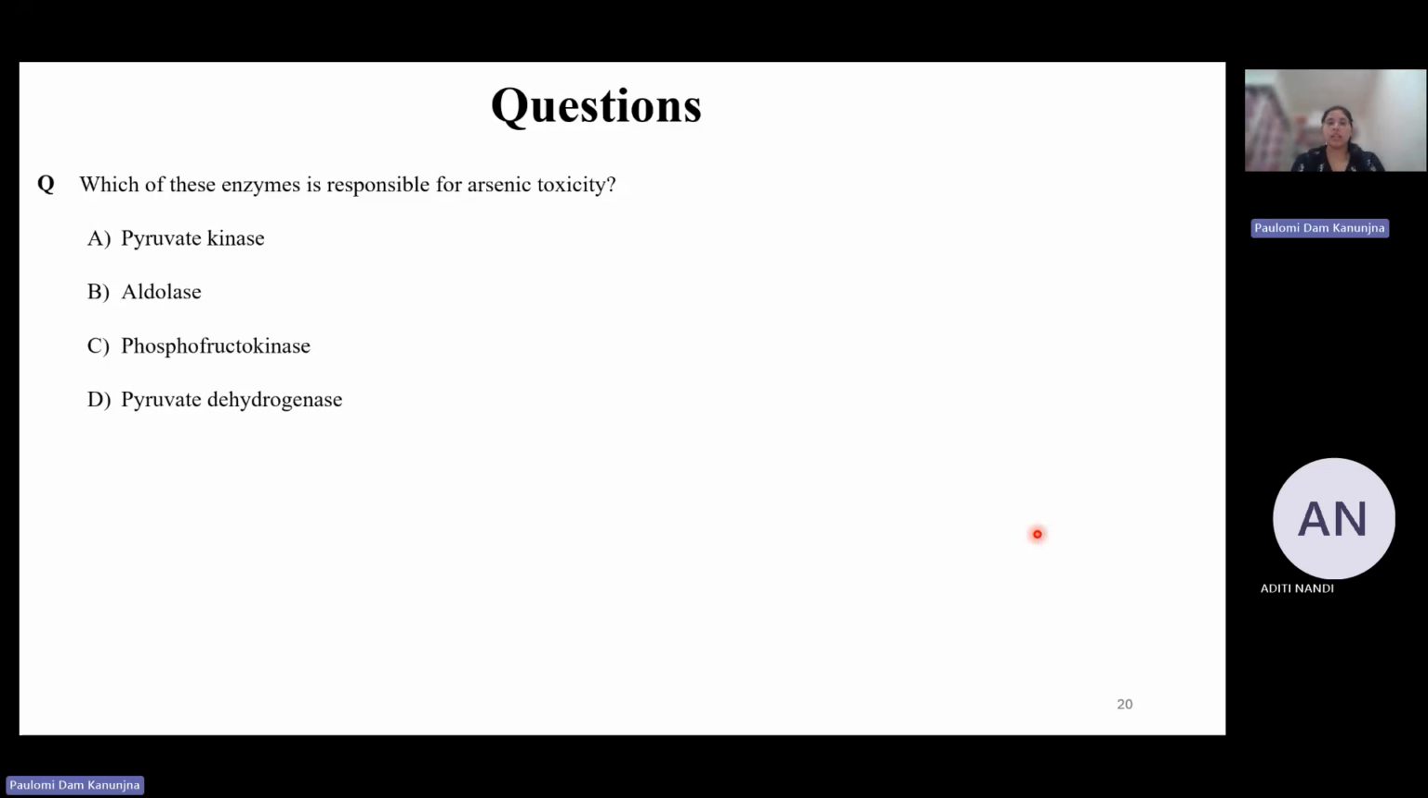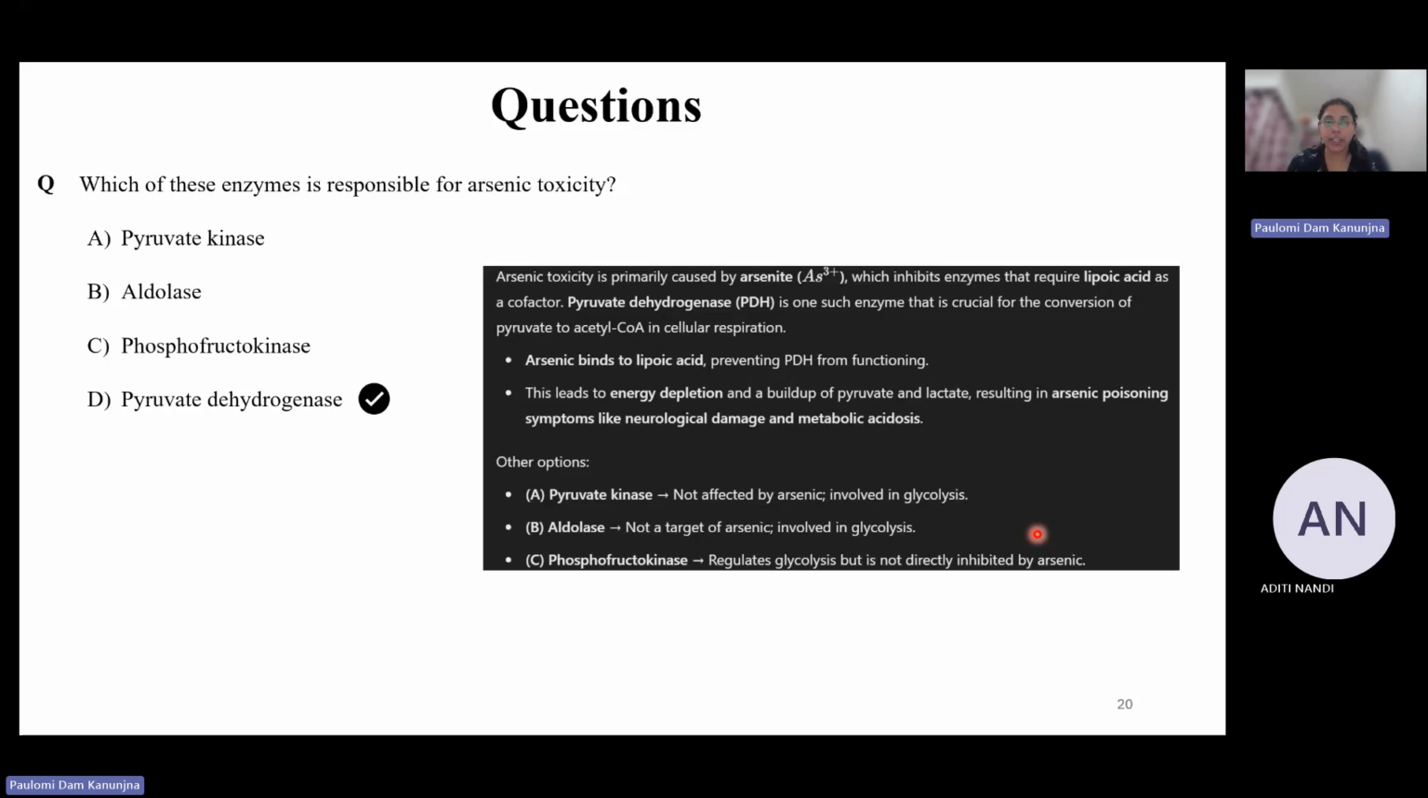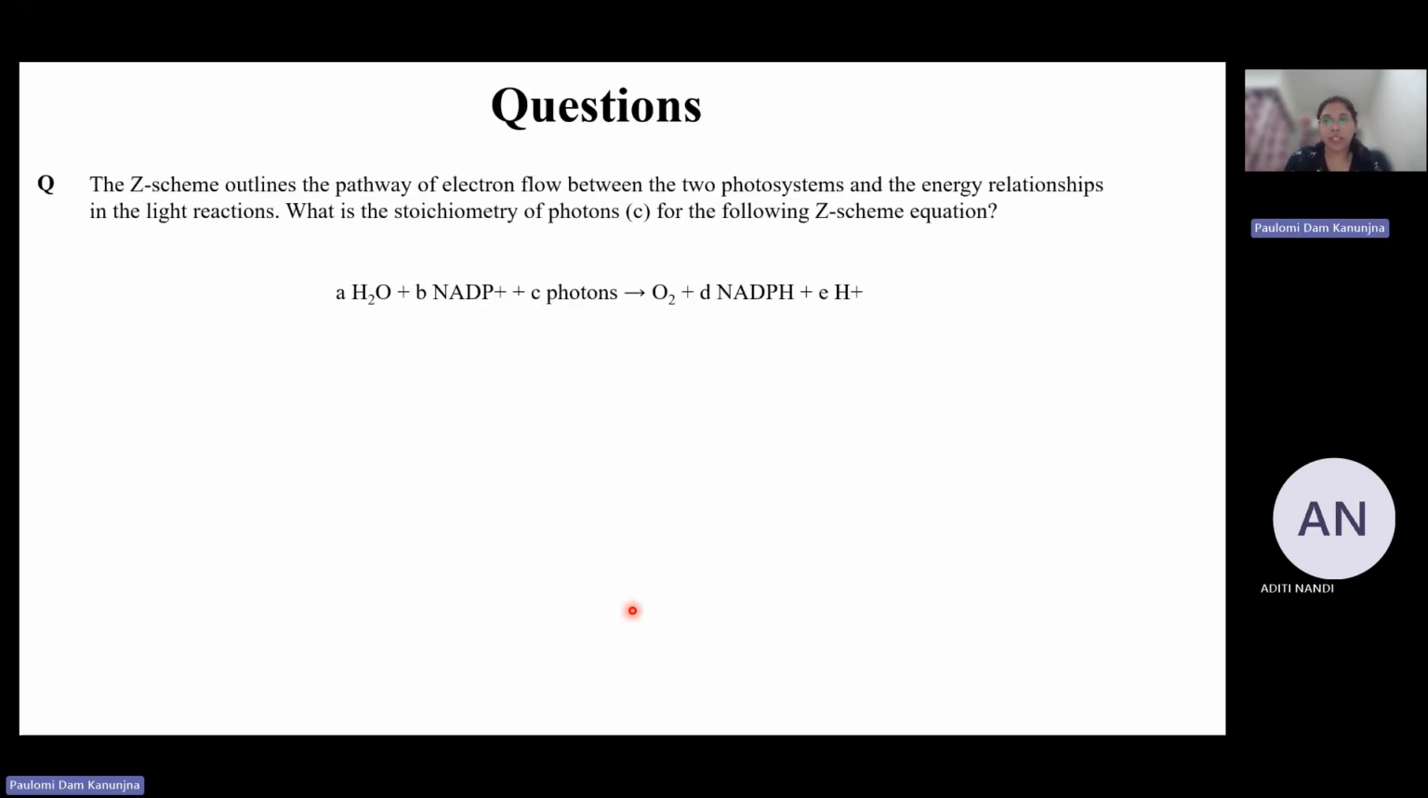Yeah. So D, which is pyruvate dehydrogenase. And I think I did this. If not, then basically it's talking about arsenic toxicity, and you see it mostly in the pyruvate dehydrogenase complex, where you have the arsenic binding to the lipoic acid. But the other enzymes, which are pyruvate kinase, aldolase, and phosphofructokinase, are not really affected by arsenic, right? Okay. Oh, there's one more. I'm so sorry. There's one more question.